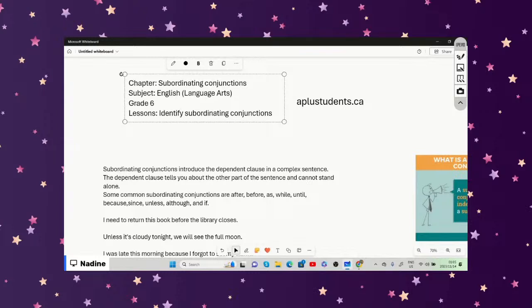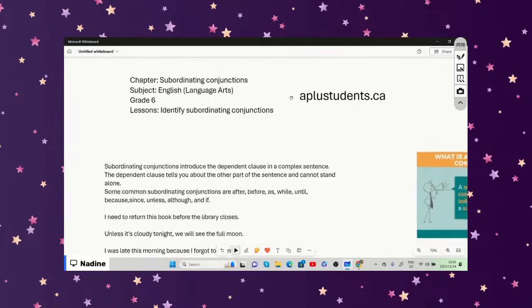And we are doing our tutorial lesson on aplusstudents.ca. So we're going to do it now. But if you also want to go back, recap, go over the specific lesson that we were busy with, you can go back to aplusstudents.ca, and basically we have the chapter, subject, grade, as well as the lesson currently on the board.